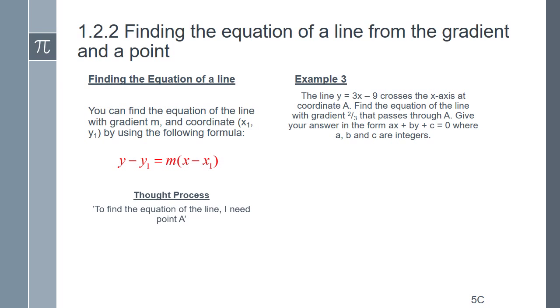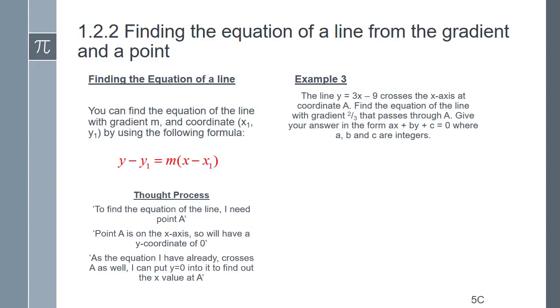So the thought process is, to find the equation of the line, I need to know where A is. Because I've got to find the equation of our line with gradient 2/3 that passes through A, but I don't currently know where A is. So, once we've had that thought, our second thought is going to be: point A is on the x-axis, so it has a y coordinate of 0. Any point that's on the x-axis means that y is equal to 0.